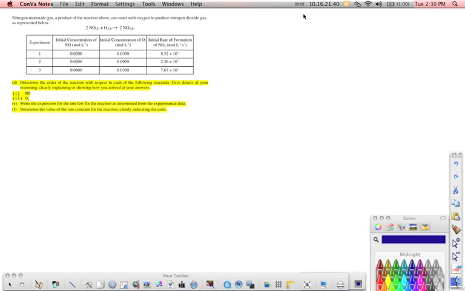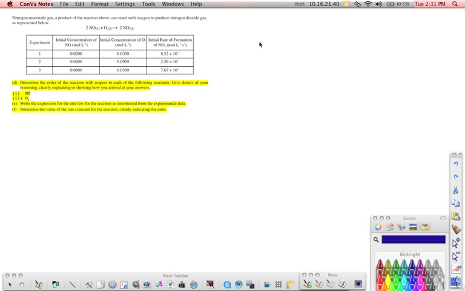The last two free response questions and all of the multiple choice questions for the kinetic practice set. I'm just going to work through them really quick, and hopefully y'all won't have any problems with them. So this first one, let me get my pen back, says determine the order of the reaction with respect to each of these following reactants.